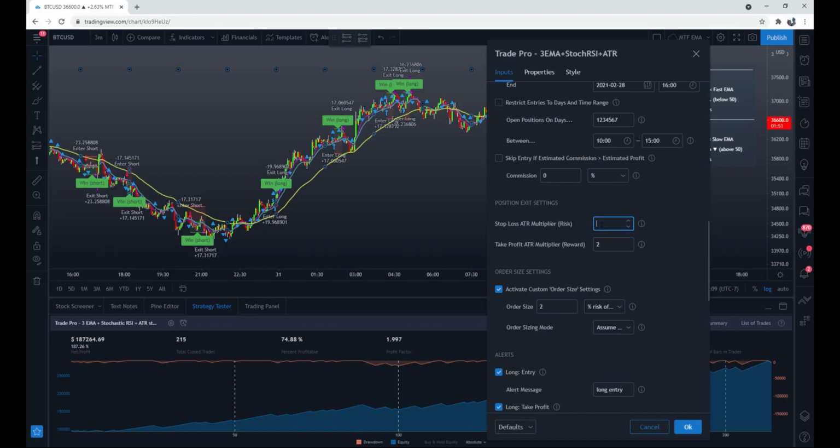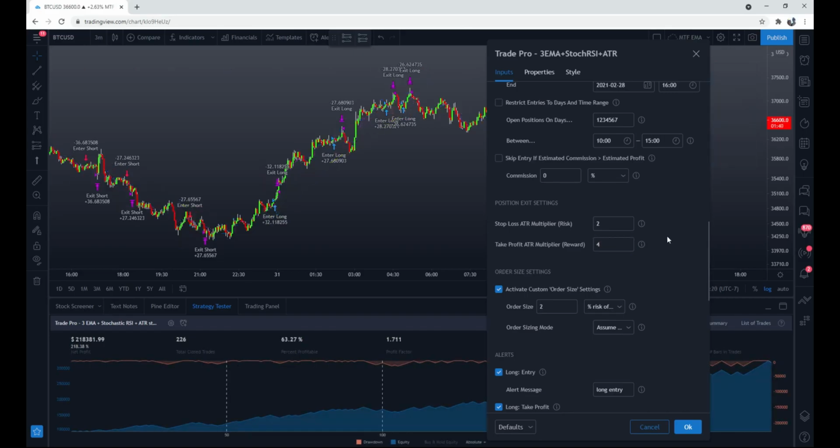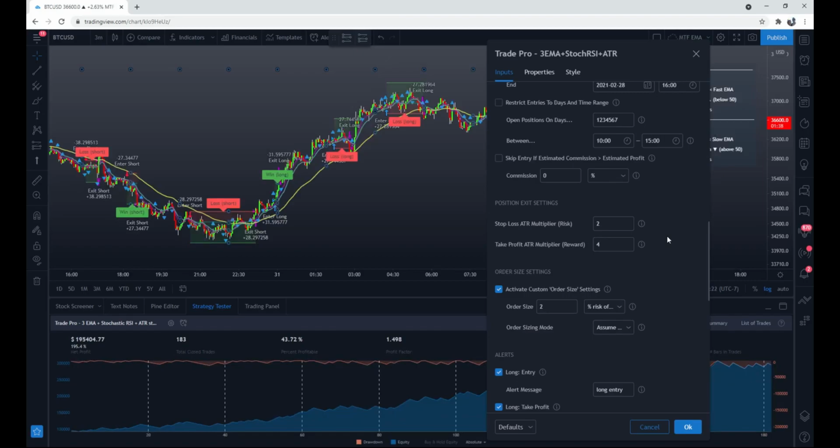So if you want to have only a 2 ATR for your stop loss and you want to have a 4 ATR for your profit target, then you can do that. So we'll see how those results turn out. And of course, the percent profitable is going to go down. So 43% profitable, 1.498 profit factor, and 195 for that net profit. And of course, you can play around with this however you would like.